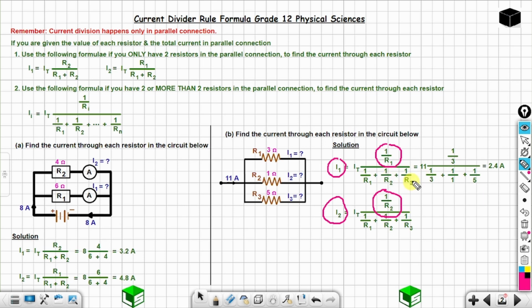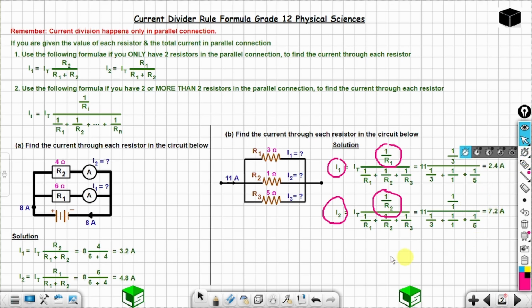You can remember this formula. This is the way we add resistance in parallel. So we carry on. This is equal to total current 11 times 1/R2, 1/1, over the same thing. This is equal to 7.2 amperes.